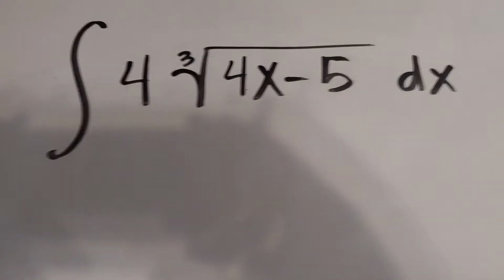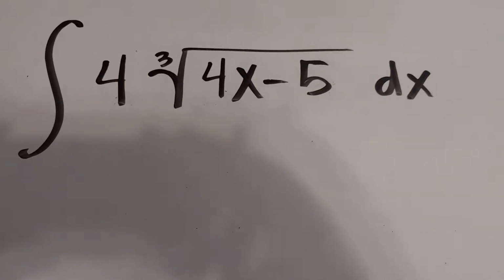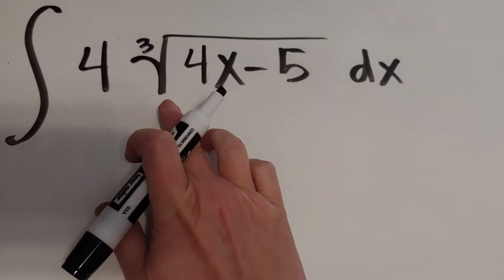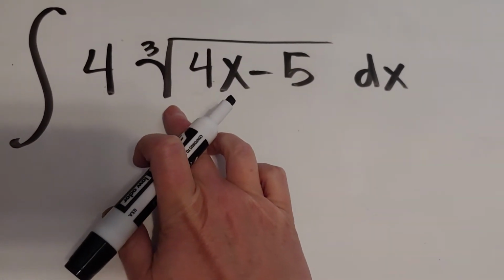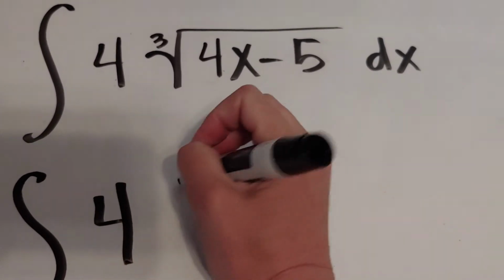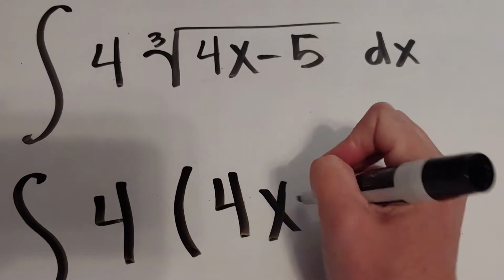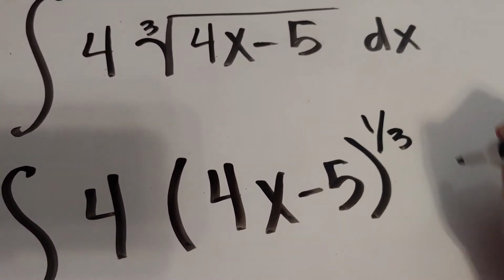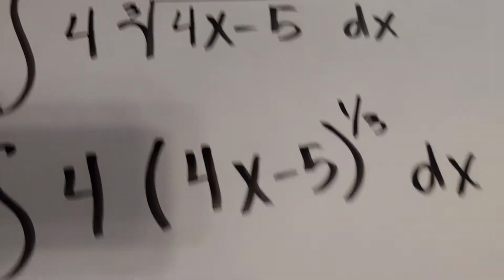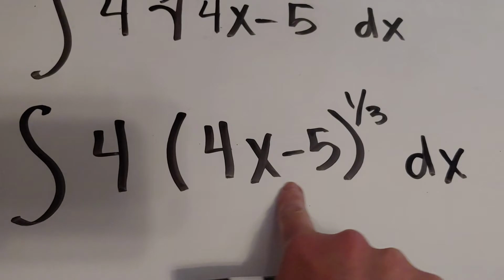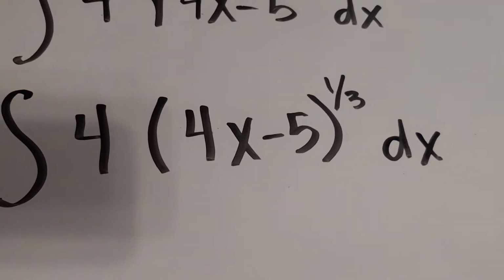All right, this is my third example of substitution with a perfect trade. So the first thing that I would want to do is to rewrite this root as parentheses with an exponent. So I'm just going to take a minute to rewrite it as (4x minus 5) to the, and it's a cube root, so it's 1/3. All right, wonderful. Okay, so now my substitution, I'm going to let u equal just the inside.